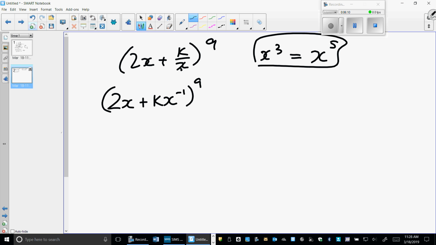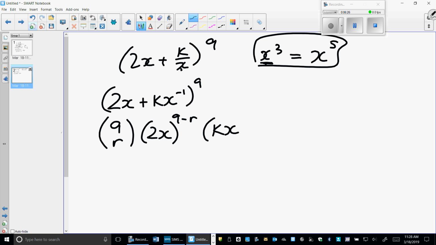So first of all we need to find the x cubed term. Okay? So let's write our general term. So it's 9Cr, all of 2x is to the power 9 minus r, and then all of kx to the minus 1 is to the power r. Yes? Easy peasy.